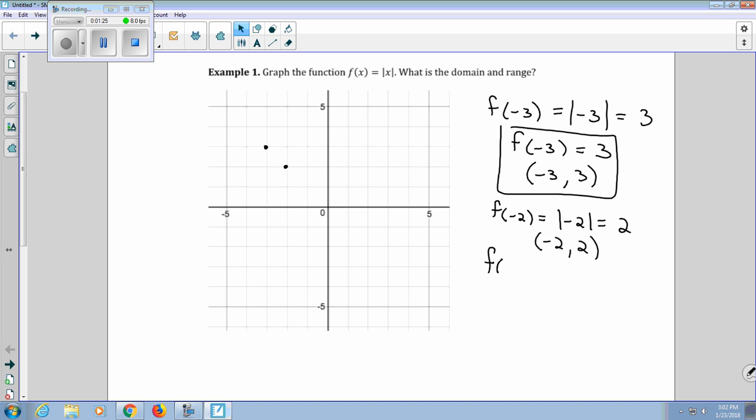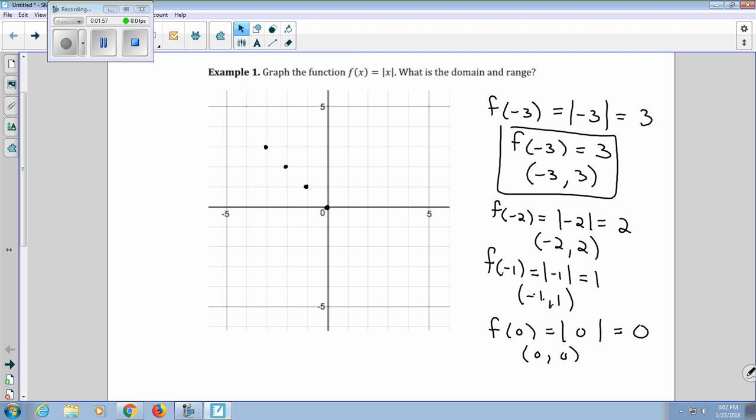F of -1 is the absolute value of -1, which is +1. And this is the same thing as saying the point -1, 1. So we have -1, 1. And one more here. All right, what about f of 0? That's the absolute value of 0. And the distance from 0 to 0 is 0. So this is 0, comma 0 as our point.